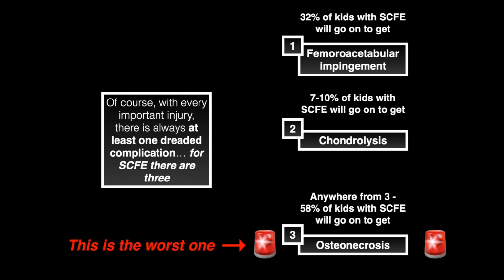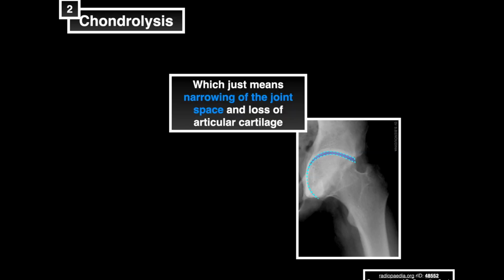Of course, with every important injury, there's always at least one dreaded complication. For SCFE, there are 3. Number 1, 32% of kids with SCFE will go on to get femoroacetabular impingement. Number 2, 7 to 10% of kids with SCFE will go on to get chondrolysis. Number 3, 3 to 58% of kids will go on to get osteonecrosis. Chondrolysis just refers to narrowing of the joint space and loss of articular cartilage.